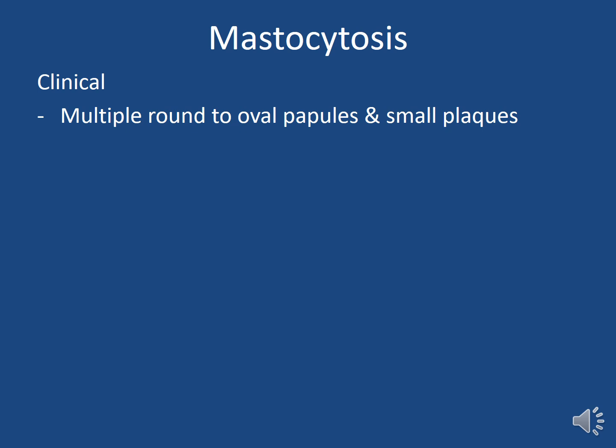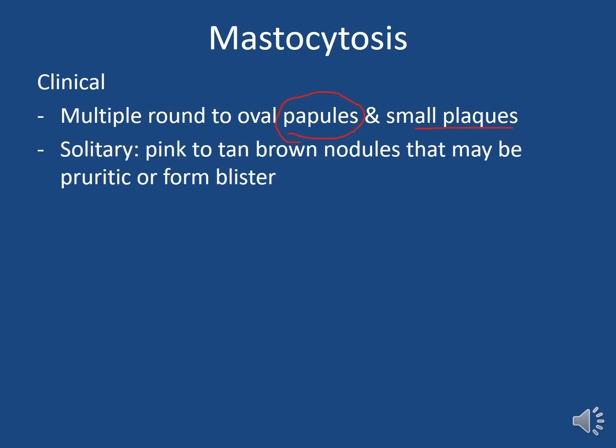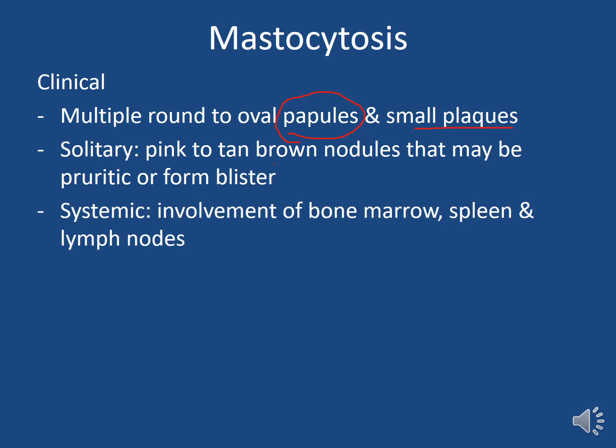Clinically, you will be able to see small elevated lesions or papules, or they may become aggregated with each other to form plaques. In solitary forms, you will be able to see pink to tan brown nodules that may be pruritic or itchy or form blisters. Systemic involvement may include these organs: the bone marrow, spleen, and lymph nodes.